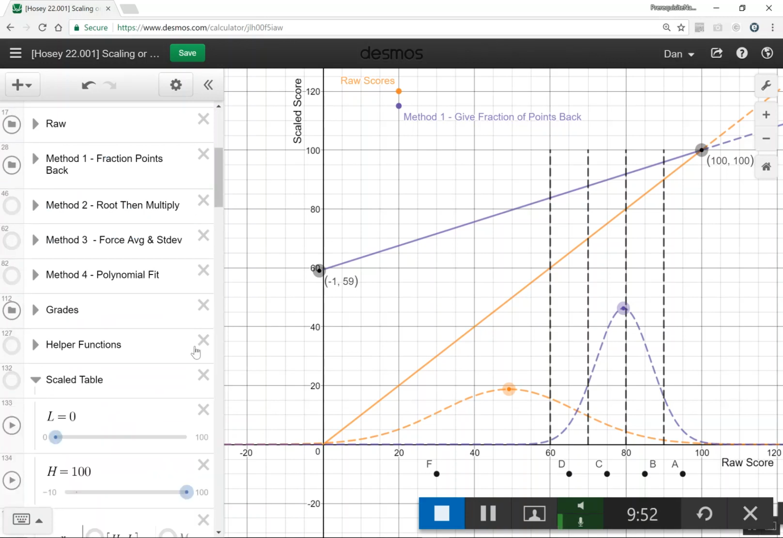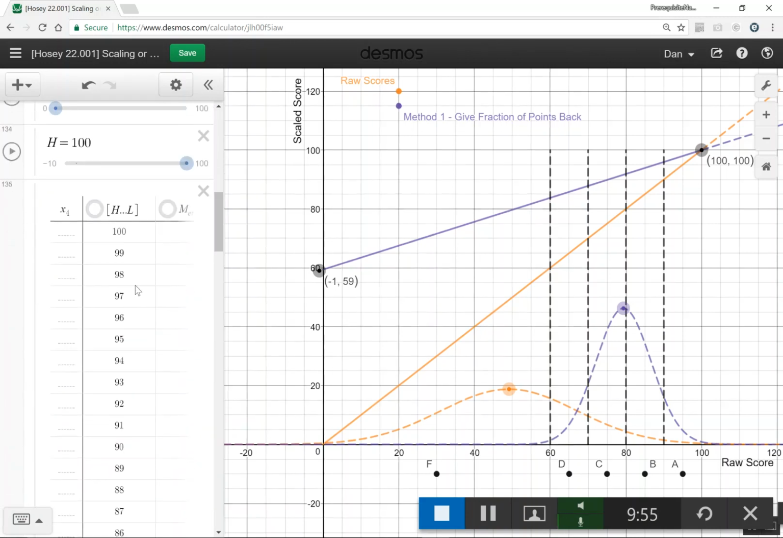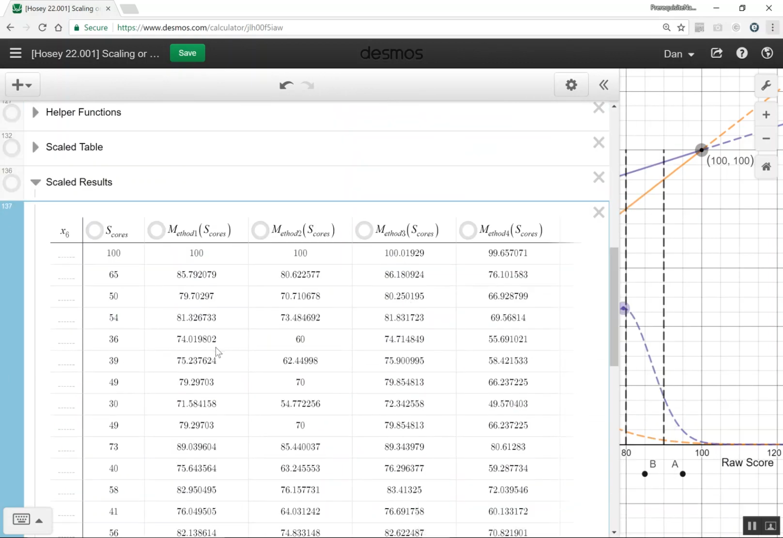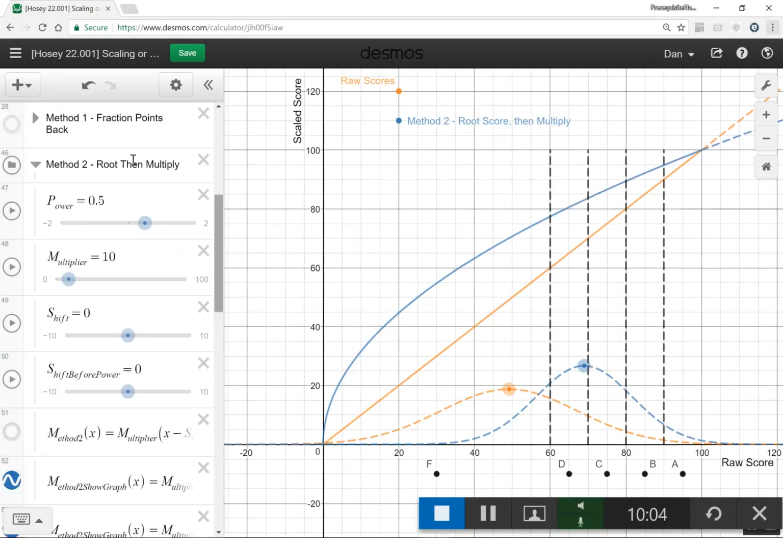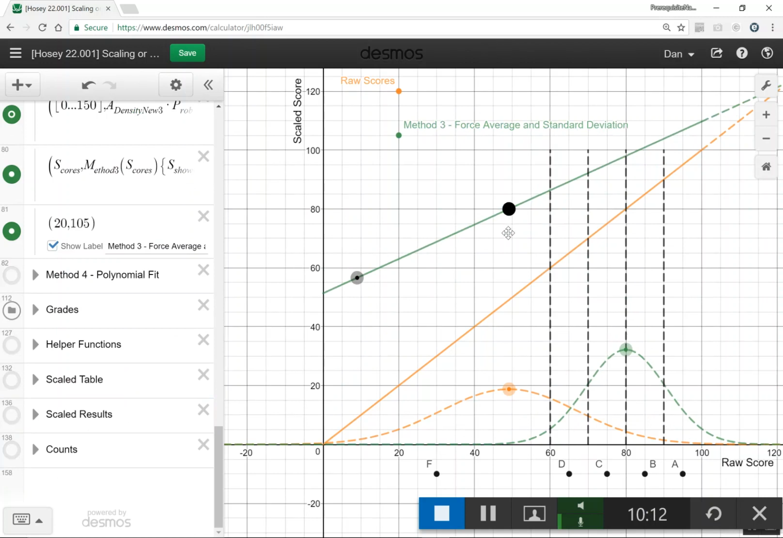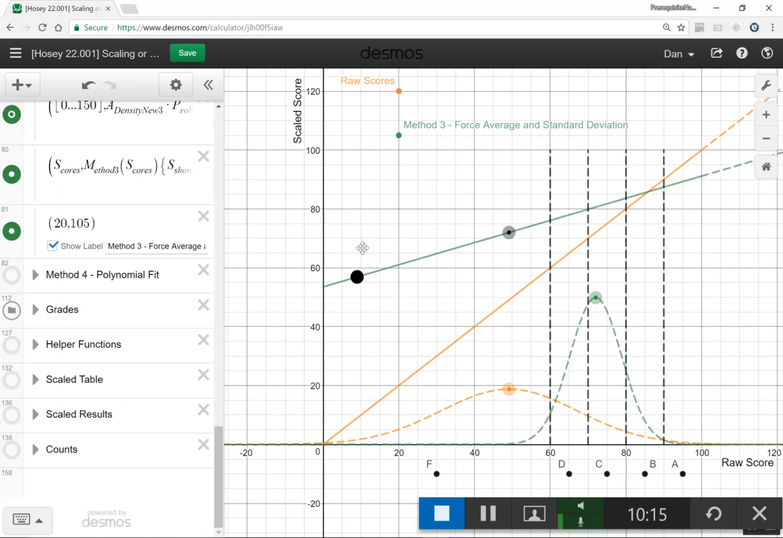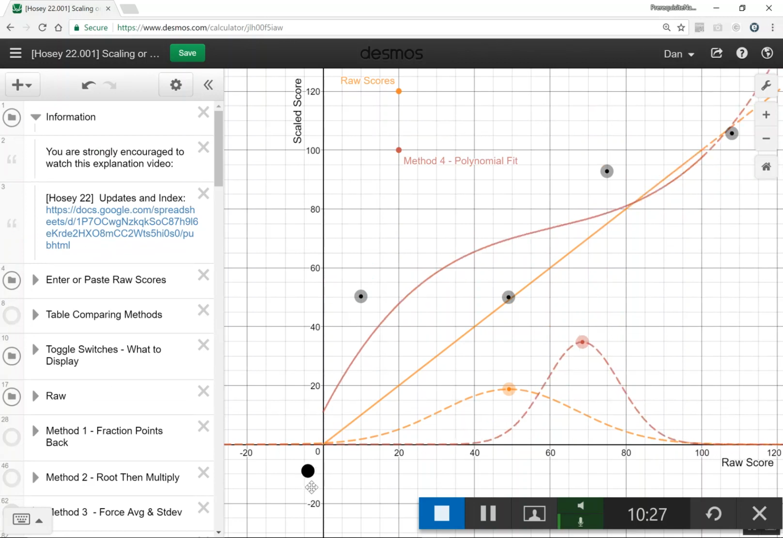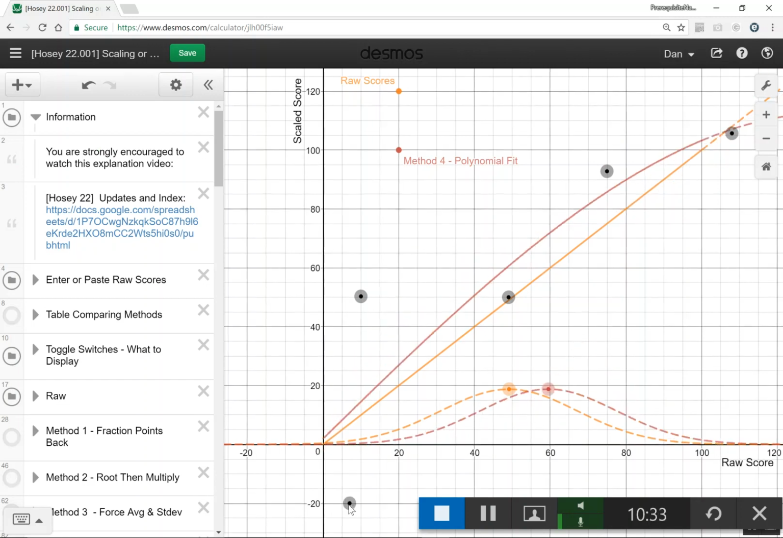You can see a scaled table, which is going to show you what the scaled score is for every possible raw score, and the scaled results, what the data you put in translates to with the 4 scales. For method 2, you can change the power, the multiplier, shift, and shift before the power. For method 3, you can change the average you're trying to set it to, and you can also change another point on the line, and the standard deviation will be changed to match what you have selected. So the polynomial has 5 black dots here, these handles, and Desmos is fitting the polynomial to those 5 data points. So just drag those around and be careful.